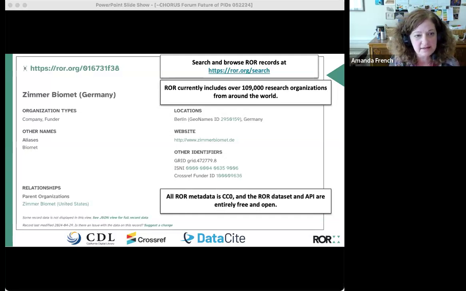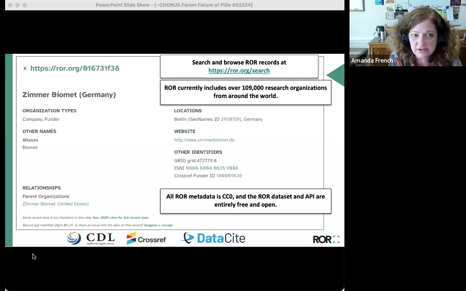You can see that we have the name of this funder. We have what type of funder, or what type of organization it is. It's a company and it also funds some research. Other names it goes by, locations it goes by, its website. And included in the ROR record are mappings to other identifiers. And notably for this talk, notice that the Crossref funder ID is in this record as well. Also in the bottom left of this record, you can note that this organization has a parent organization. And down in the bottom left in small type, you can see the data JSON view of this record.